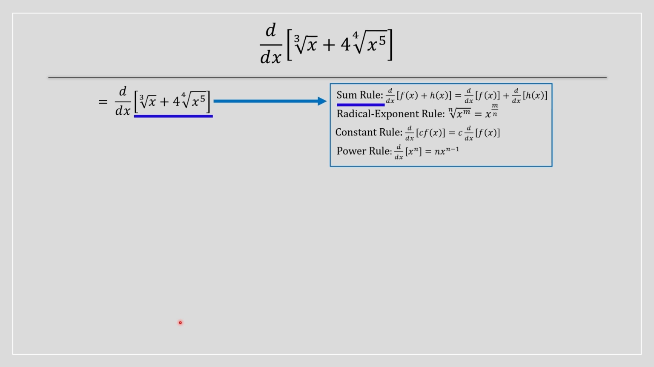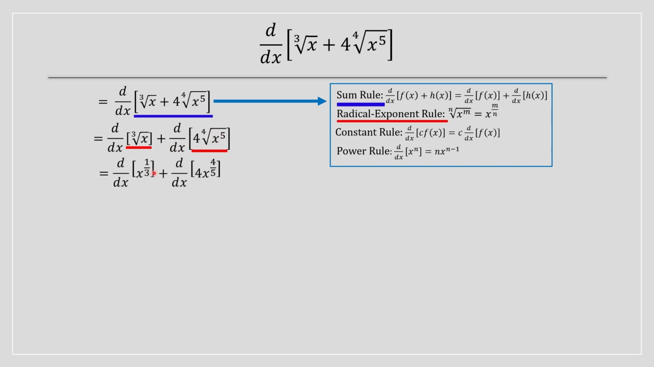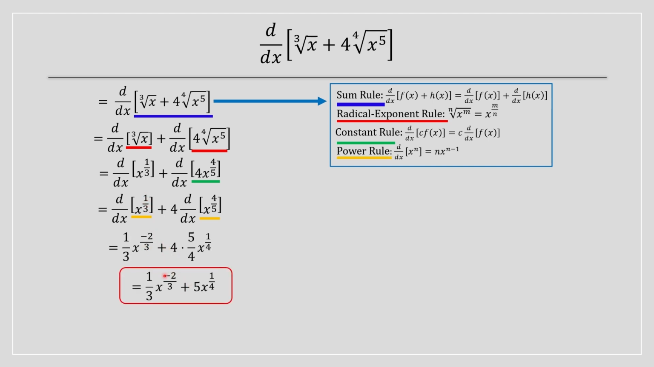We have to apply all these rules. The first rule is applying the sum rule. We have to distribute this derivative term, and once we distribute it, we can apply the radical exponent rule, which will rearrange this as follows. Then we can apply the constant rule with this 4. We take it outside, and then we can apply the power rule on both sides. So we take this 1 divided by 3, bring it to the bottom, and subtract 1 in the exponent. As you can see over here, we acquire this, and that's the answer to this question.